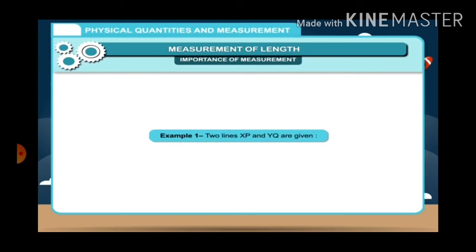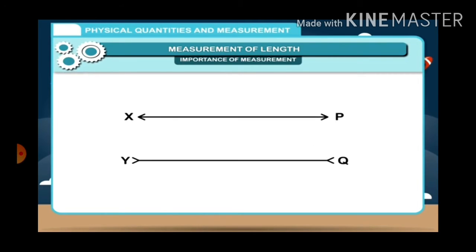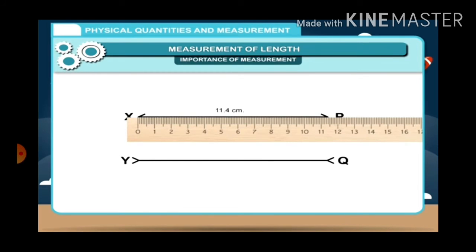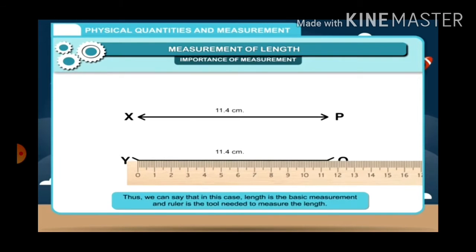Example 1. Two lines, XP and YQ, are given below. Look at the two straight lines, XP and YQ, drawn alongside. Which of them is longer? You may guess that YQ appears to be shorter than XP, but when you measure with the help of a ruler, you find that both the lines are equal in length. Thus, we can say that in this case, length is the basic measurement and ruler is the tool needed to measure the length.